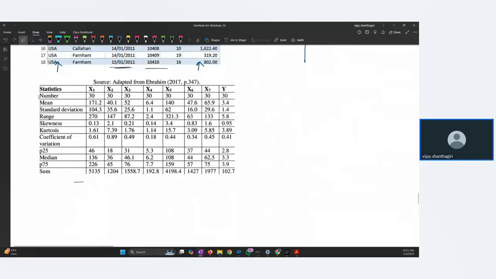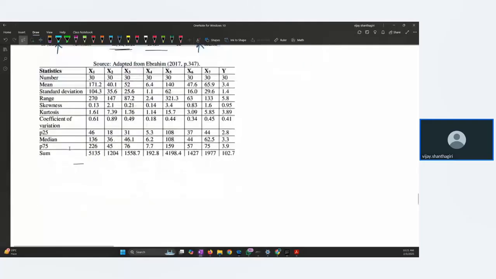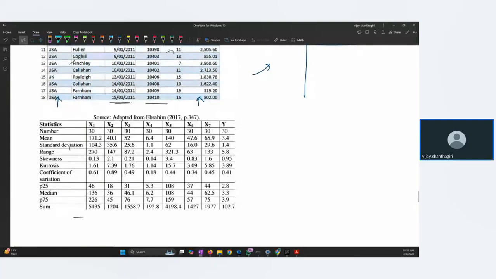Statistics gives you the concept of numbers: mean, standard deviation, range, skewness, kurtosis, P25, P75, the confidence intervals, the quartiles, the median, the summation. All of this together gets added into a machine learning algorithm, and that's how you predict.